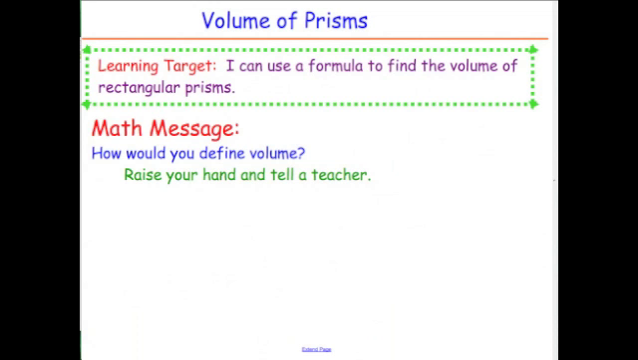Math message. How would you define volume? Use your resources, find a definition of volume, then raise your hand and tell a teacher. Please do that now. Okay, you've told a teacher your answer and you're ready to move on.